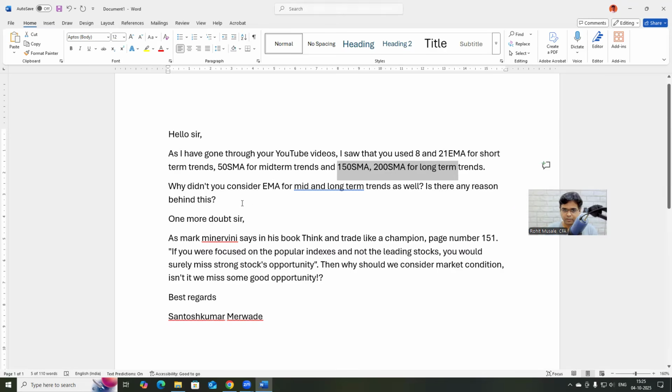So, next, one more doubt, sir. As Mark Minervini says in his book, Think and Trade Like a Champion, page number 151, if you were focused on the popular indexes and not the leading stocks, you would surely miss strong stock opportunities. Then why should we consider market condition? Isn't it we miss some good opportunity? That's a very good question.